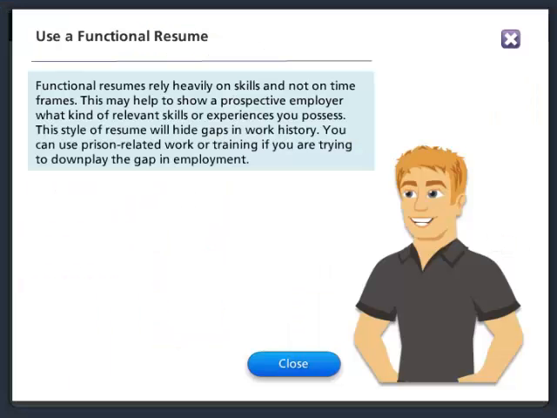Use a functional resume. Functional resumes rely heavily on skills and not on time frames. This may help to show a prospective employer what kind of relevant skills or experiences you possess. This style resume will hide gaps in your work history. You can use prison-related work or training if you are trying to downplay the gap in employment.